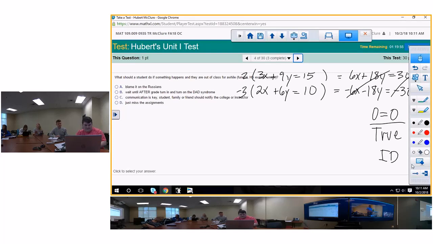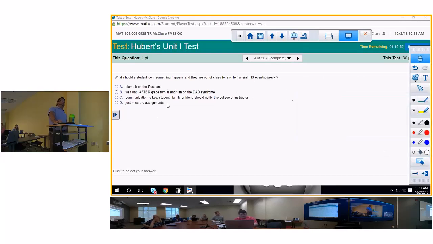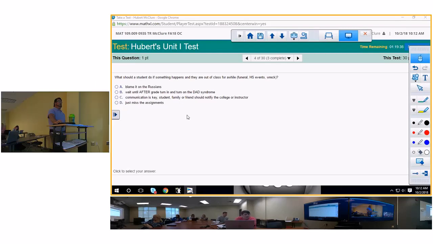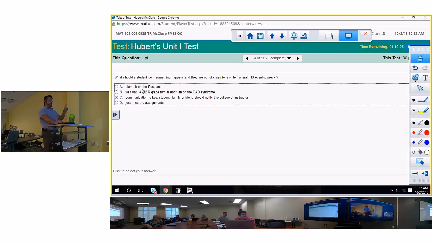What should a student do? They're not supposed to bunch them up like this, but I think they're doing it. I don't know why. What should a student do if something happens and they are out of class for a while? Like a funeral, a high school event, a wreck? I would say probably wait until a week after grade turn in. That's when you tell them. This came from the student that said, oh, I went on this after grade turn in. A week after grade turn in, a helicopter parent called me. I can't talk to you. Then the student called me and said, oh, I was on a cruise. I didn't know we had a Unit 3 test.